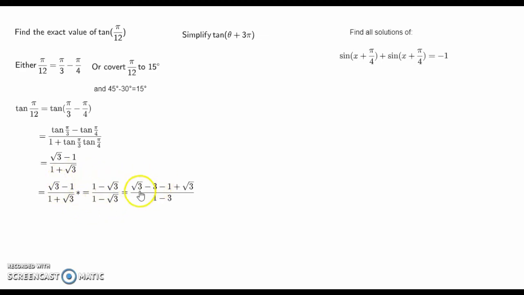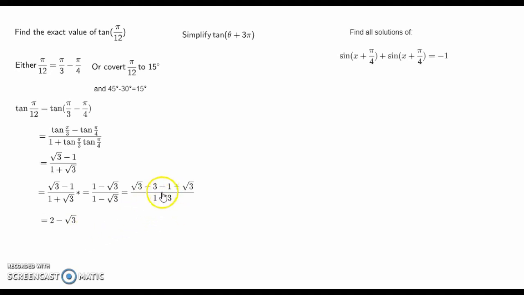Square root of 3 times 1 is the square root of 3. Square root of 3 times the negative square root of 3 is negative 3. The square roots basically cancel out. Then negative 1 times 1 is negative 1, and negative 1 times the negative square root of 3 is positive square root of 3. The reason we use the conjugate is that it allows the middle terms to cancel out. So we have 1 minus 3 on the bottom. And then we're going to simplify that. So we get 2 square roots of 3 minus 4 over negative 2.